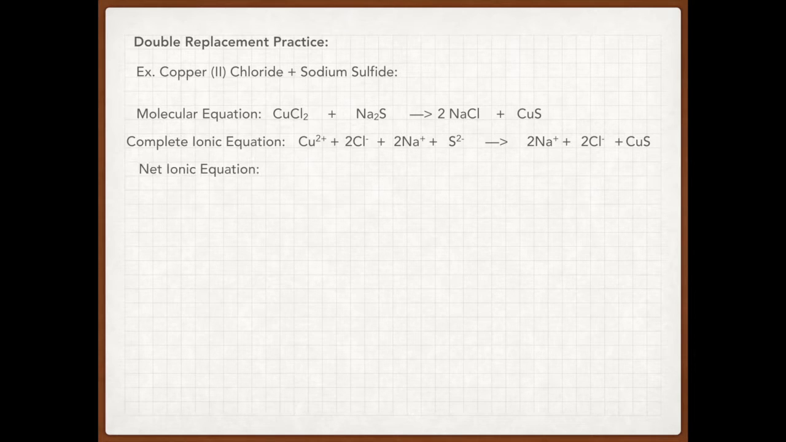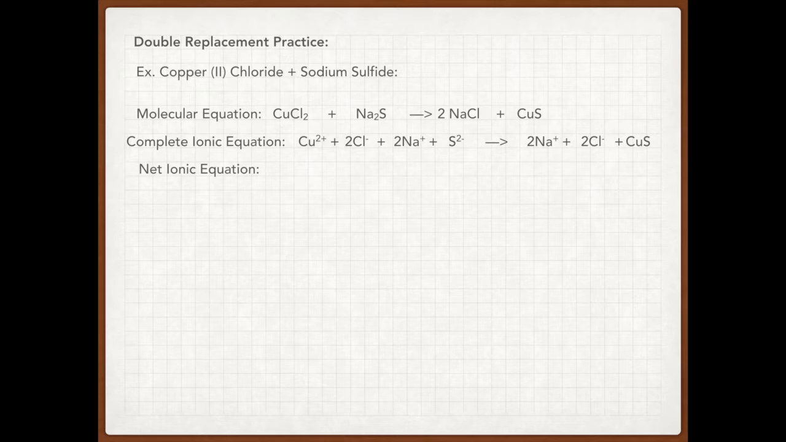alone. So to write my net ionic equation, what I need to do is get rid of any spectator ions. And spectator ions are simply ions that are not directly involved in the reaction, meaning they do not change at all. So if you look, the 2 ions that are not involved are going to be chloride and sodium because they remain the same on both sides.